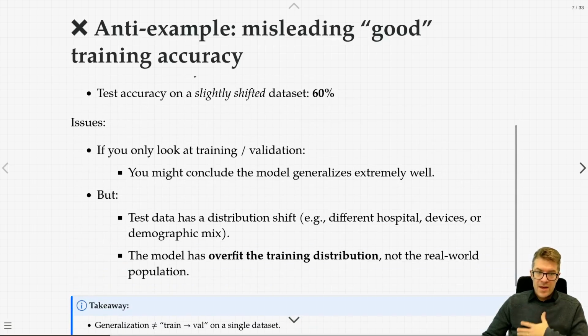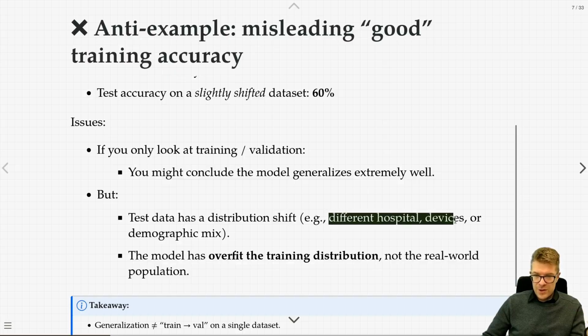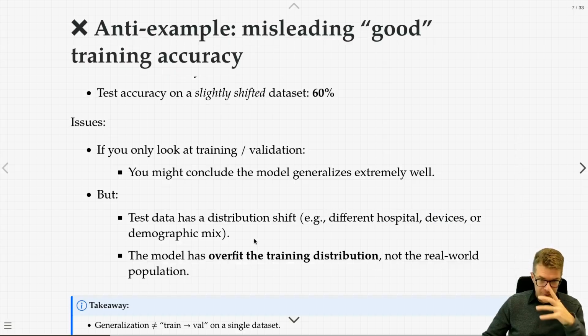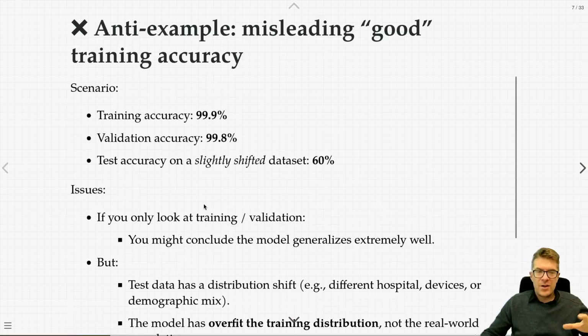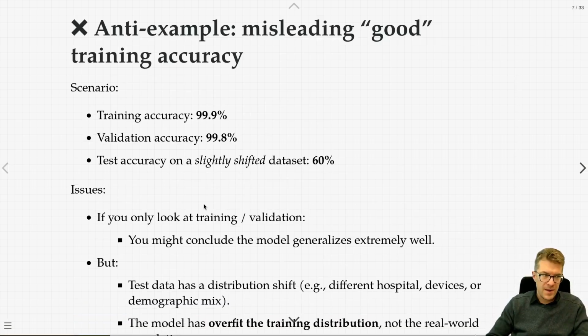The idea here is that there's some distributional shift. You're using different hospitals, different devices, different demographics. The slight differences shift all of the data. So the model has actually overfit to the training distribution. The training distribution happened to be very close to the validation data distribution, whatever data we happen to have, and it's still not generalizing well. It generalizes well within your body of data, but not elsewhere.